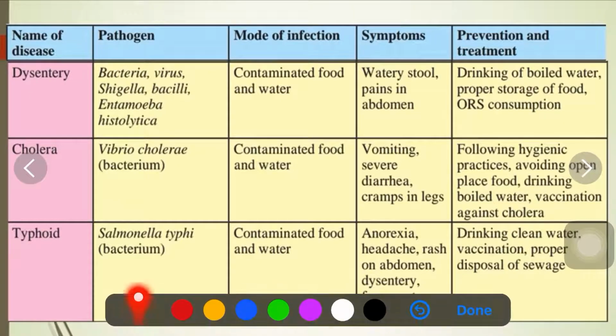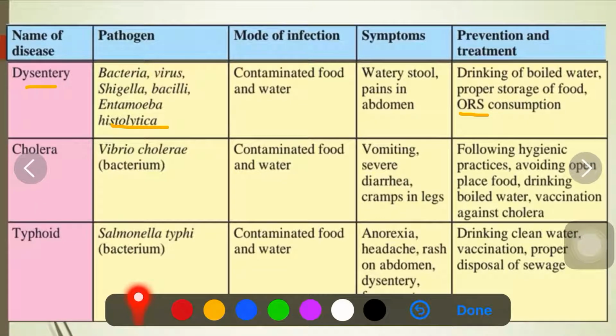Next disease is dysentery. It is caused by bacteria and viruses, Shigella bacilli, and Entamoeba histolytica. It spreads through contaminated food and water. Symptoms may be watery stool and pain in the abdomen, that is stomach. It can be prevented by drinking boiled water, proper storage of food with good hygiene, and taking ORS.